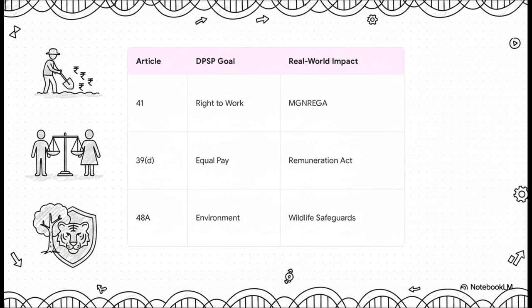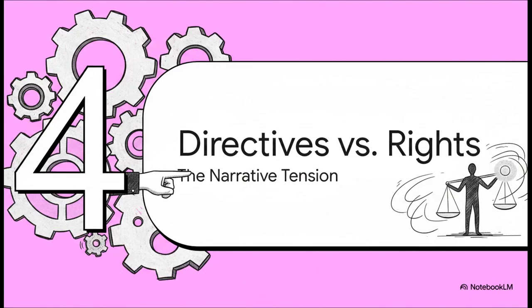Or Article 39D, demanding equal pay for equal work. That gave birth to the Equal Remuneration Act of 1976. Even Article 48A, focusing on the environment, drives the country's wildlife safeguards today. So these aren't just empty words on a page, they're literally the DNA of the nation's biggest welfare schemes. Let's shift gears to Section 4, Directives versus Rights.